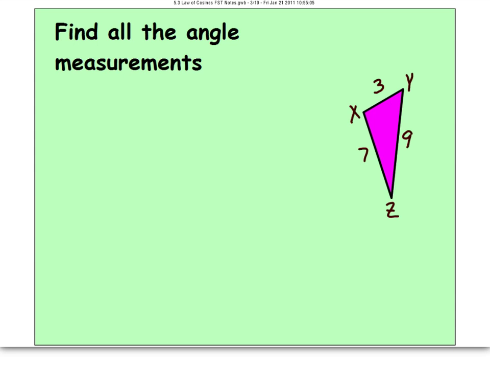Now in Learning Objective B, we're going to use the law of cosines, and this time I'm going to show you how to solve when you have to find the angle. So we have to find all the missing angles, so just pick the one that you want to do. Why don't we go ahead and first look at angle Z.